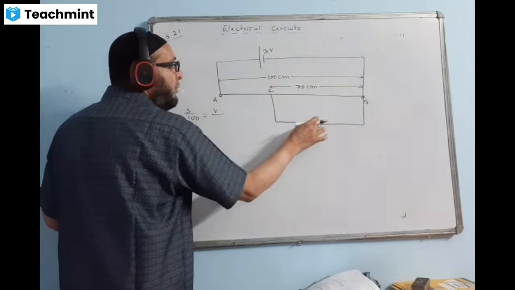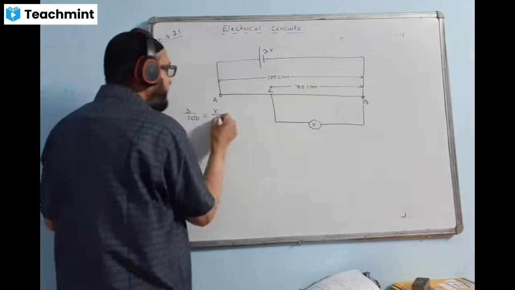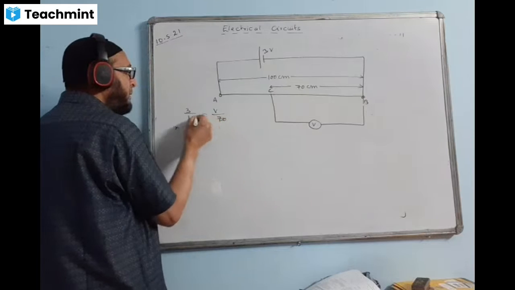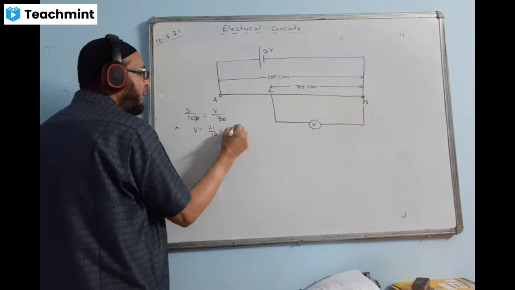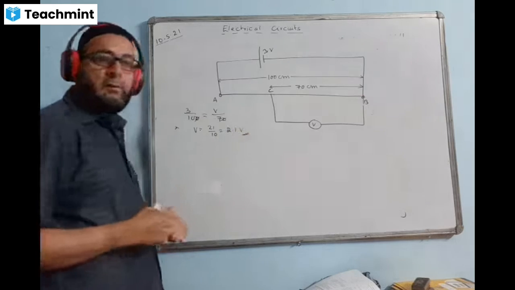This V, for this voltage, what is the length here? 70. The right 70 and answer. This and this will go. The value of V is coming 21 by 10. That is 2.1 volt. Finished.